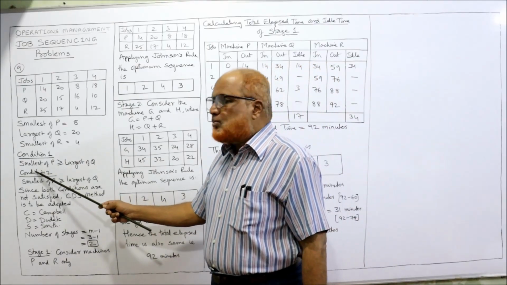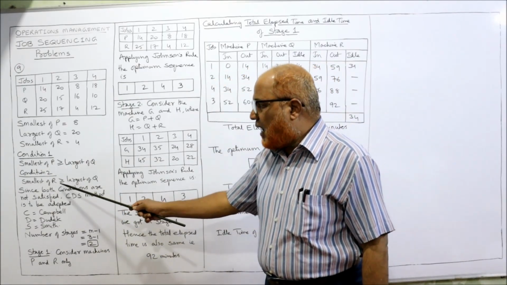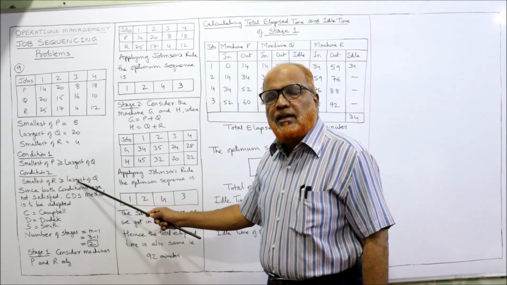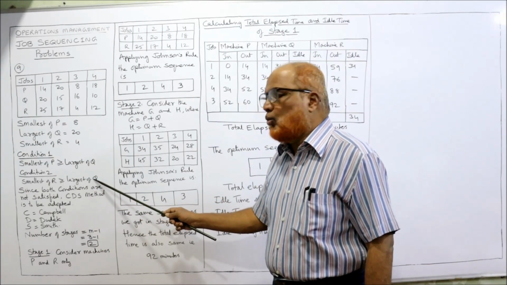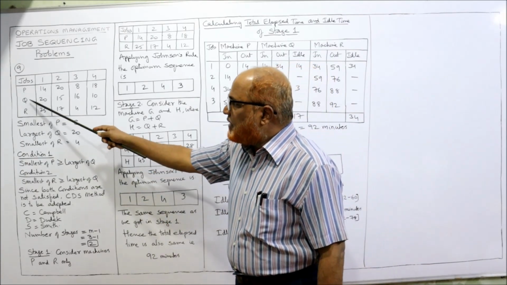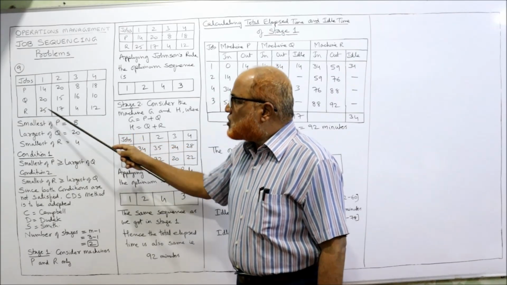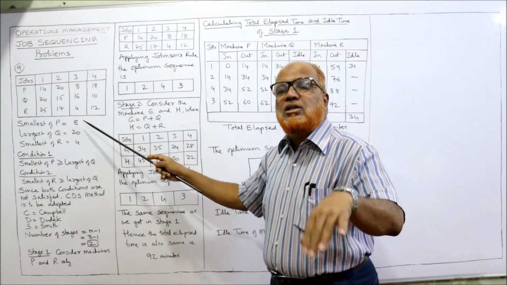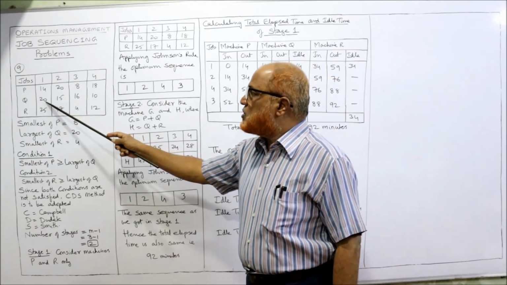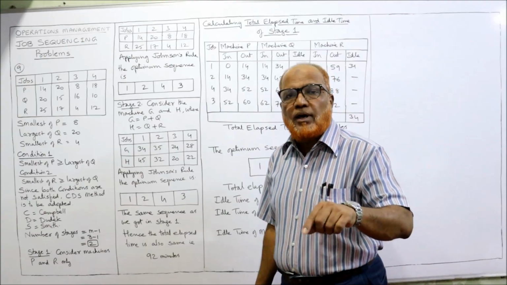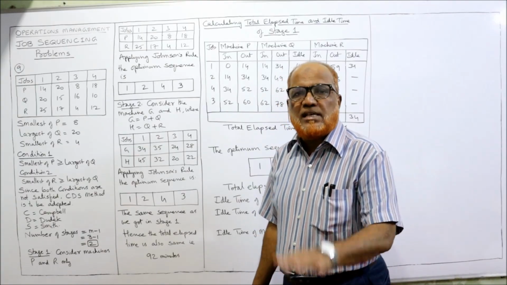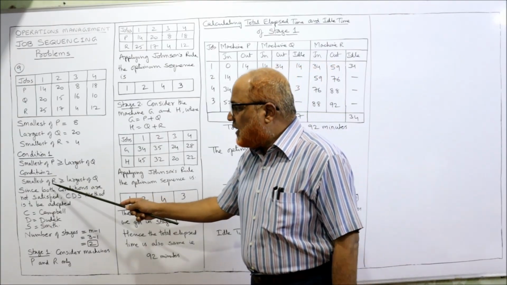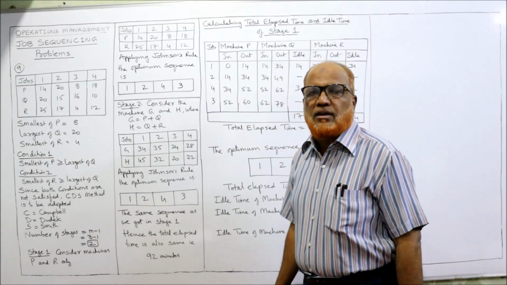Second condition: the smallest of R should be greater than or equal to the largest of Q. We are comparing R with Q. The smallest of R is 4. It should be greater than the largest of Q. The largest of Q is 20. Is 4 greater than 20? No, 4 is less than 20. That means both the conditions are not satisfied.